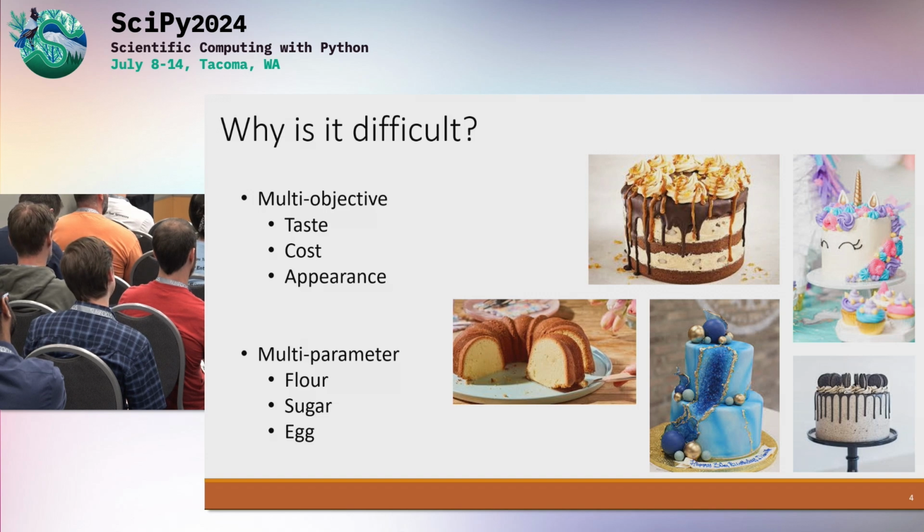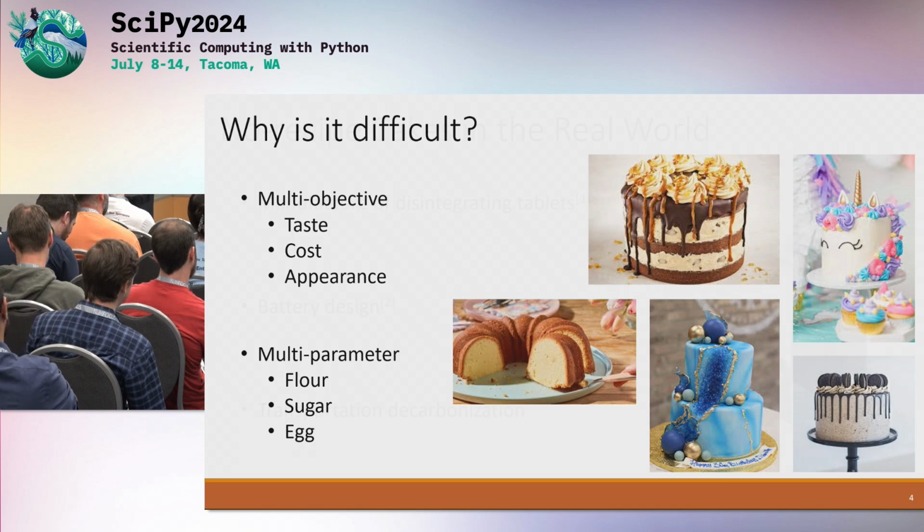And then furthermore, flour, sugar, and eggs are pretty basic cake ingredients, and there are a lot of different cakes that you could make out of those three. And not all of those cakes may meet the taste, cost, and appearance objectives that you're looking for. So this evidently is an incredibly complex problem, but Ali, why are we talking about cake on Wednesday morning? Why is that important? Why does it matter?